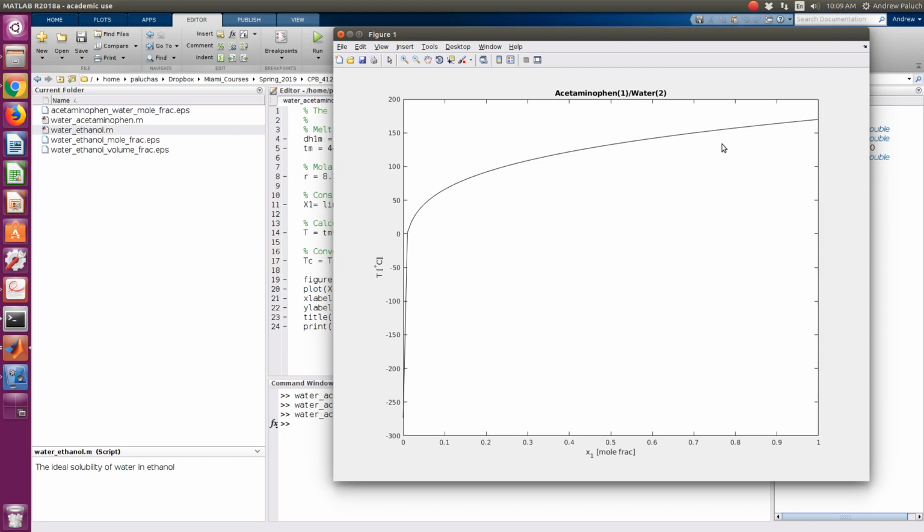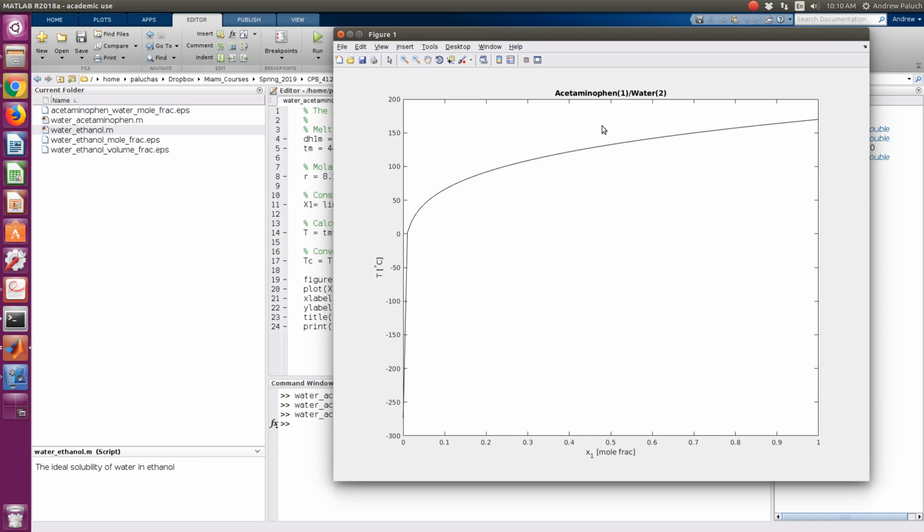But all right, how I can interpret this is I have plotted temperature in degrees C versus mole fraction in solution, x1. So x1 being acetaminophen, my component, which is solid at 298.15 K. How we can interpret this is this line is my saturation curve. So if I have a mixture that's equimolar acetaminophen and water, but I'm at a temperature above that of my curve, say I'm at a temperature of 150 degrees C.